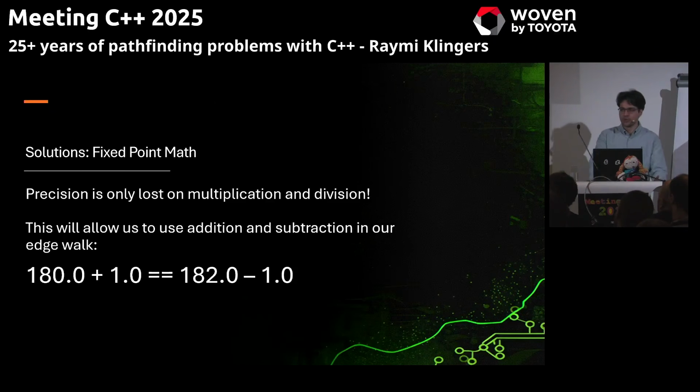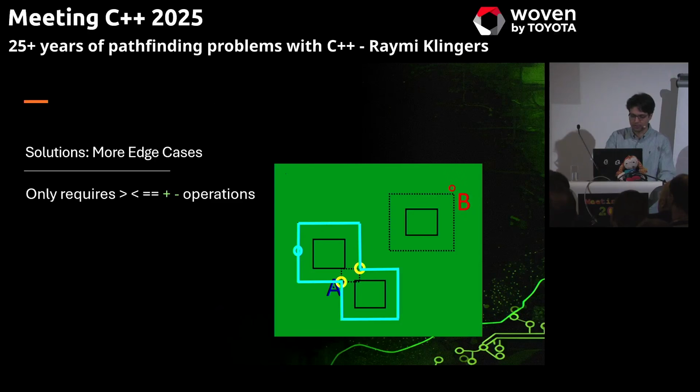Now, the solution to this was using fixed point math. Precision is only lost during multiplication and division. And this then again allows us to rely on 180 plus 1 equals 182 minus 1. So this solved the last problem with the algorithm. And now we finally have a robust way of creating concave holes.